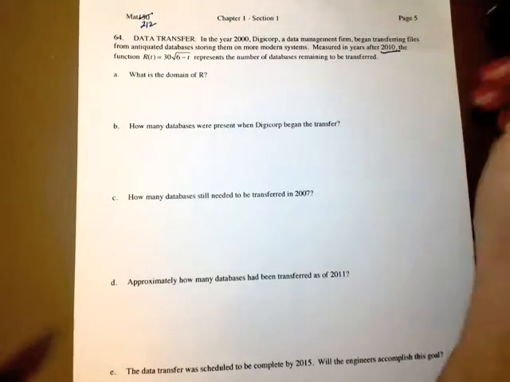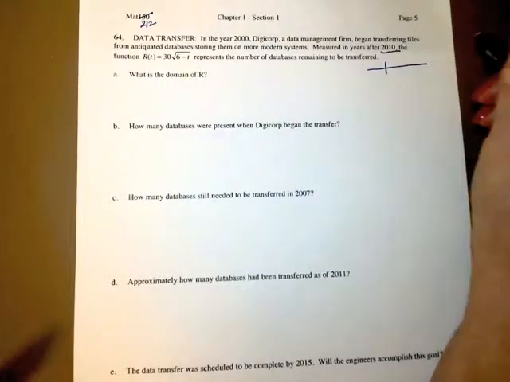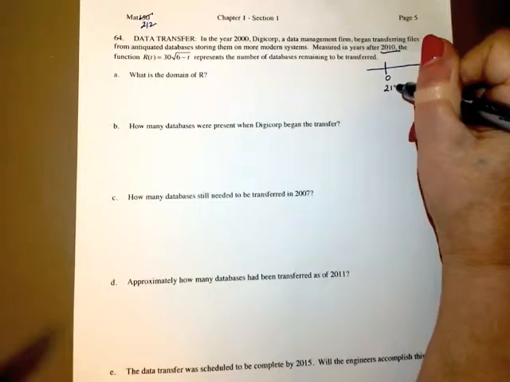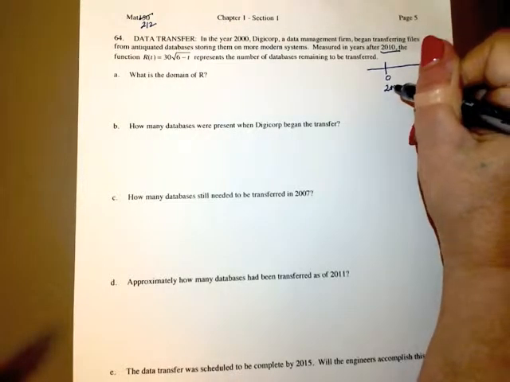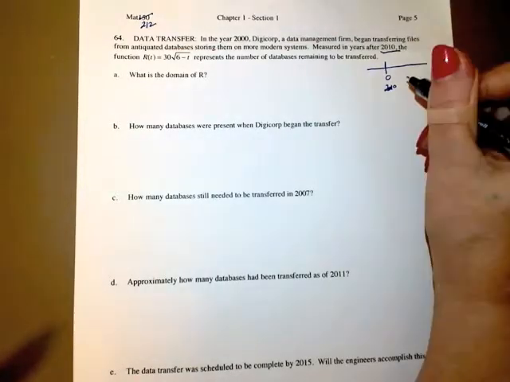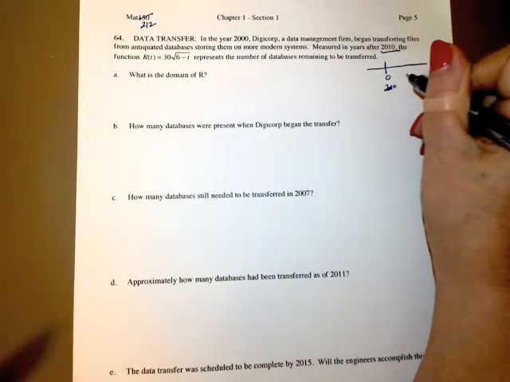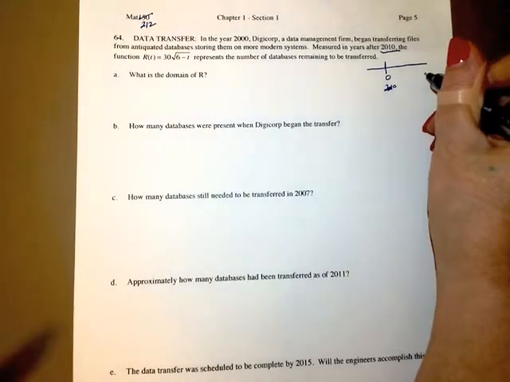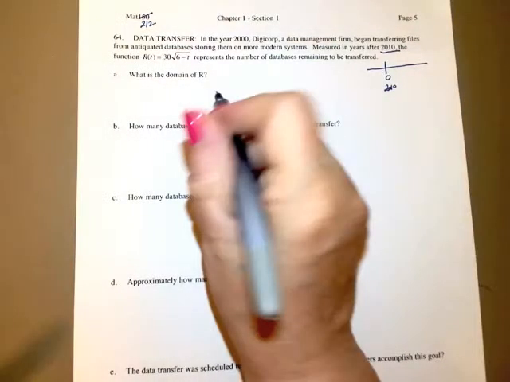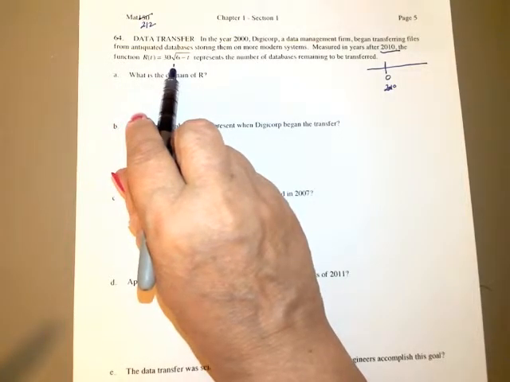So if I were to look at a number line, 0 would be 2010. So 2010 would be essentially t equals 0. So if I move forward from 2010, it's positive. Backward from 2010, it's negative. And then they gave us the function r of t is 30 times the square root of 6 minus t.